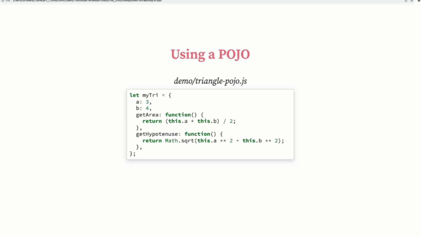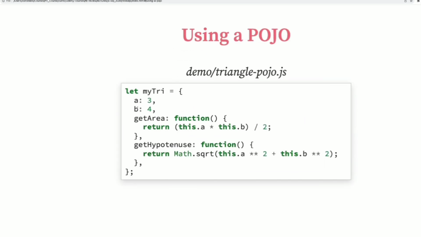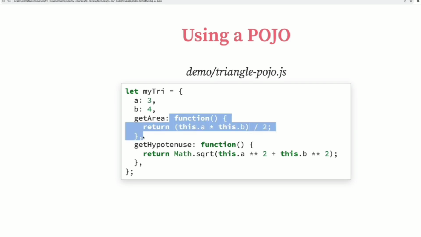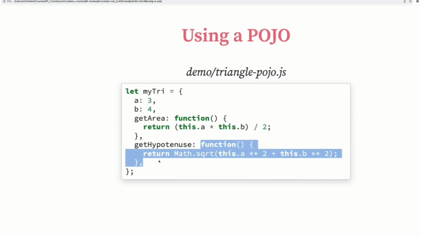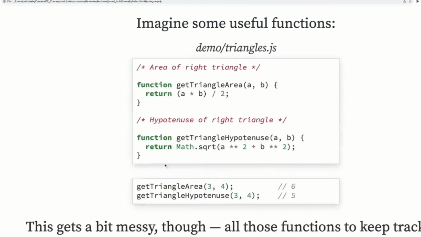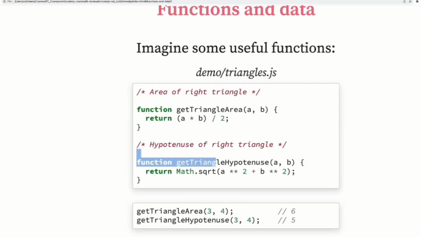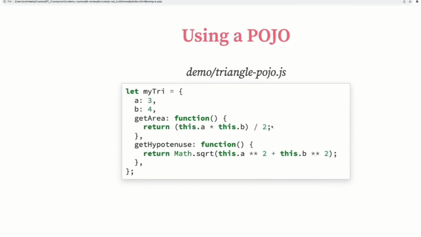As we saw in the previous video, we can store properties or just numbers, values in an object very simply. A, in this case, is set to 3. B is set to 4. Then we can also store functions as values in an object. So we have a getArea property set to a function and a getHypotenuse property also set to a function. It's the same code from these functions here, but the body of these functions is quite a bit different.